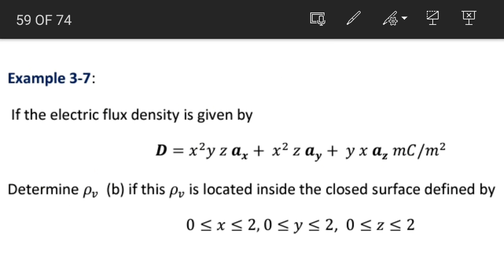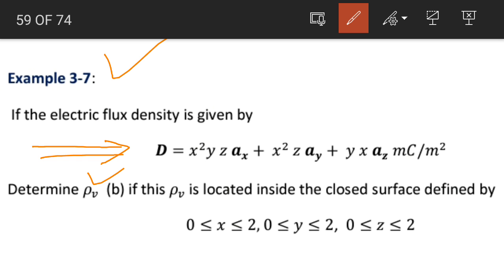We do example number 3.7. In example number 3.7, the electric flux density is given in the rectangular coordinate system. This electric flux density is x squared yz ax plus x squared z ay plus yx az millicoulomb per square meter. We need to calculate the volume charge density.